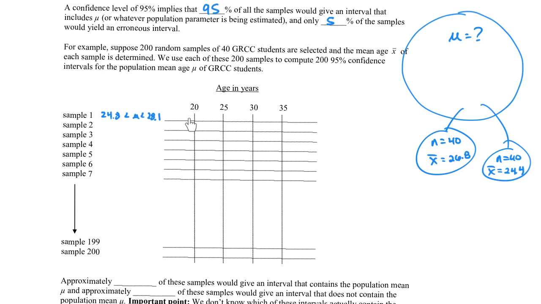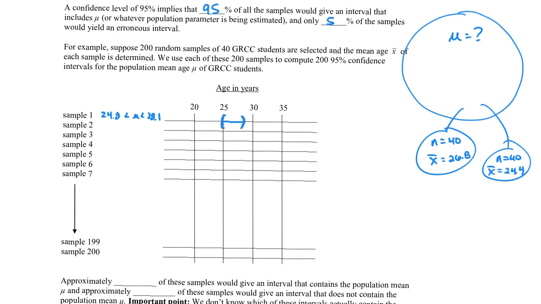And then think of this as a number line here, 20, 25, 30, 35. I'm just going to plot this on the number line in interval form. So this one is like 24.8 to 28.1, so maybe it's right in here. We're saying somewhere in here. So based on that first sample, we believe that the population mean is in here somewhere. Maybe it's right here, maybe it's over here, maybe it's in the middle, but we did a confidence interval of 95%, so we think it's probably in here.